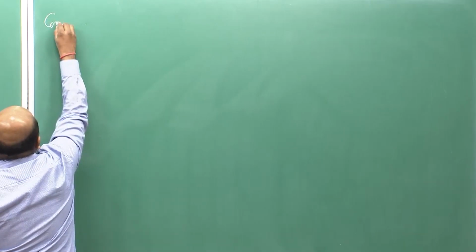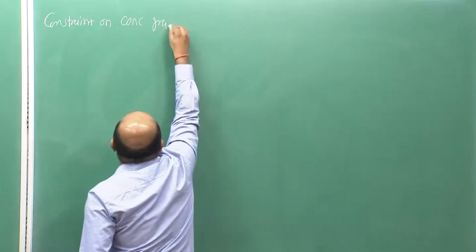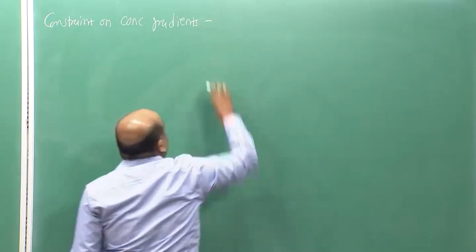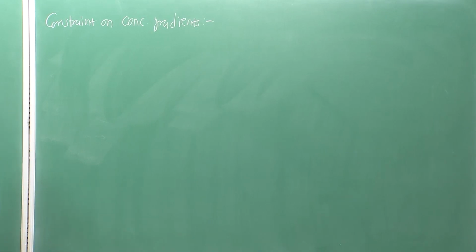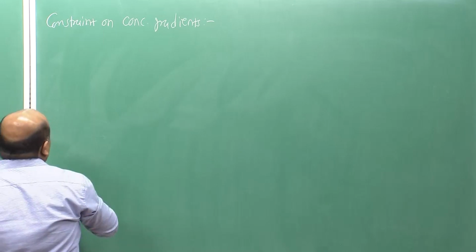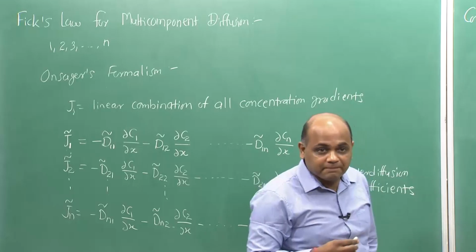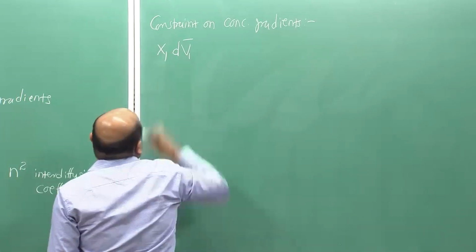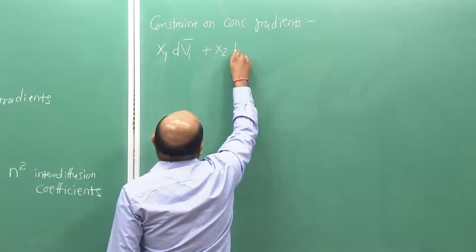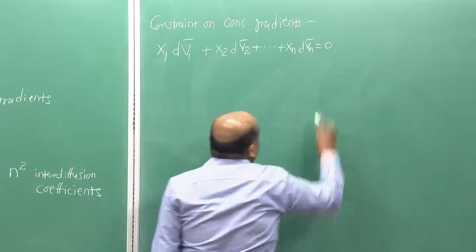So, first consider the constraint on concentration gradients, and its origin lies in the Gibbs-Duhem equation, right. We have seen the Gibbs-Duhem equation during the refreshers on thermodynamics, right. So, if we apply the Gibbs-Duhem equation to partial molar volumes, what do I get? x1 dV1 bar plus x2 dV2 bar plus and so on up to xn dVn bar equal to 0.